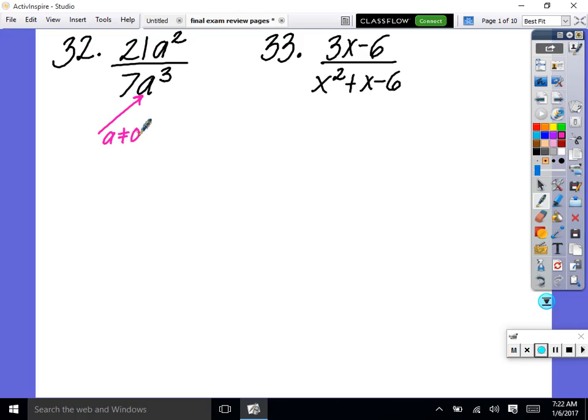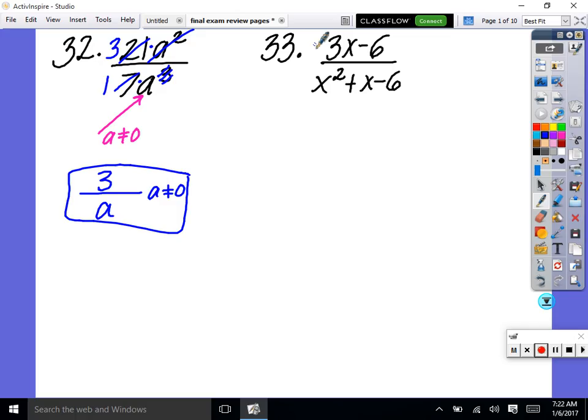And now that we've restricted, we can simplify. So 21 and 7, multiplication can be simplified, remember. So 21 over 7 becomes 3 over 1. A squared and a cubed becomes a on bottom. So left on top is a 3. On bottom, 1 times a, which is a. So this is our answer as long as a does not equal 0.